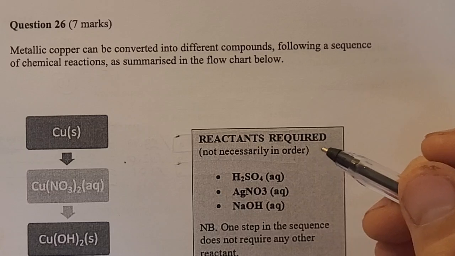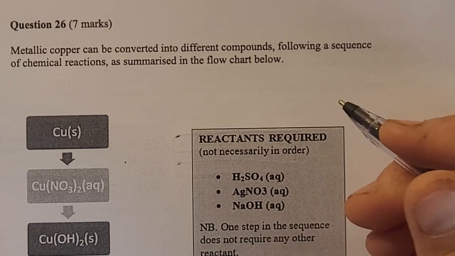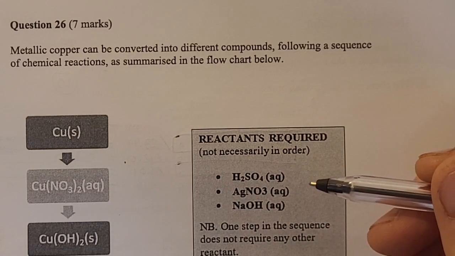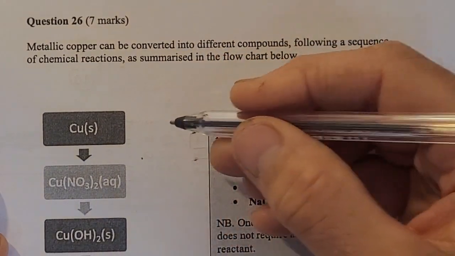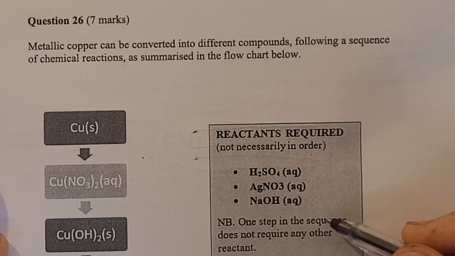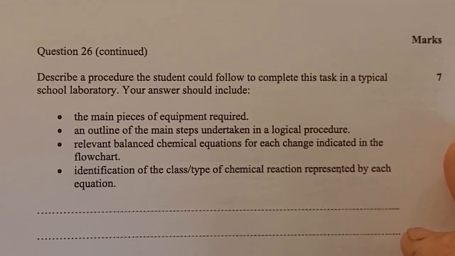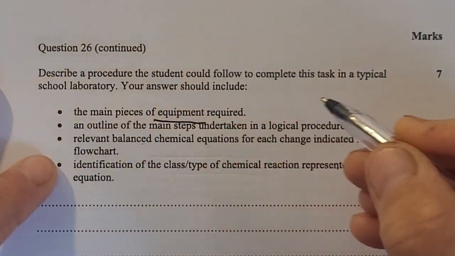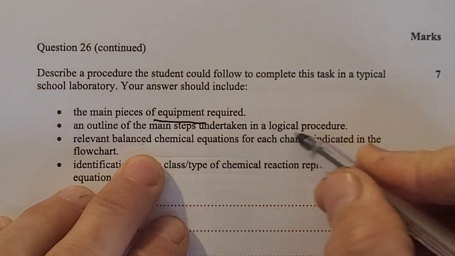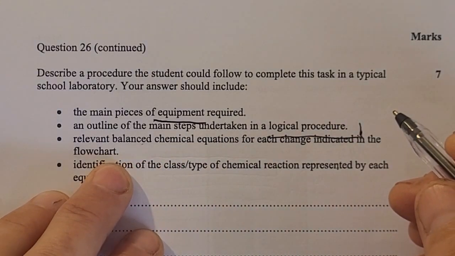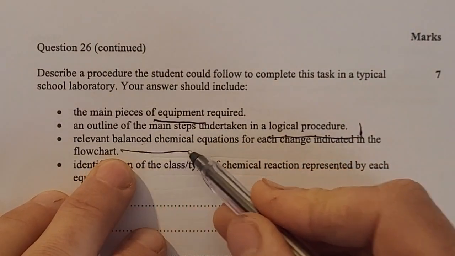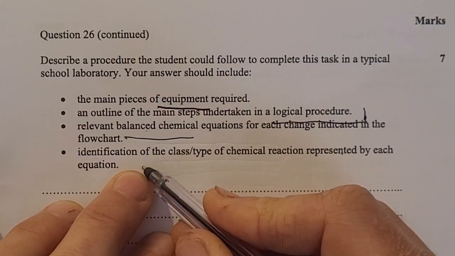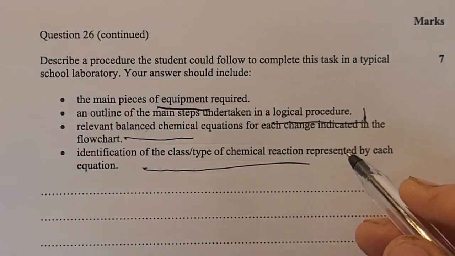Okay. So here they're giving us a sequence of reactions. We start with copper, and they tell us the reactants, but read the question, because you've got to give them what they want. You want equipment, outline the steps, so it's a procedure, balance chemical equations, and classify the type of reaction.